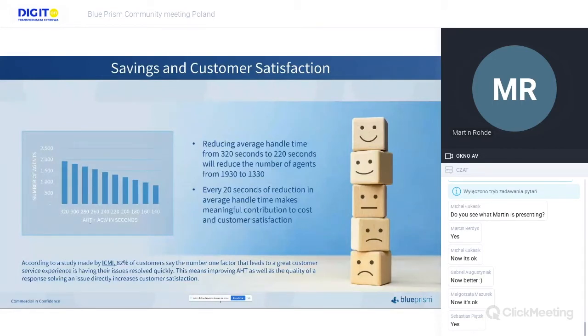And in this case, they reduced the time from 320 seconds to 220 seconds. So this is a number for a special focus. But this means in this case, they can reduce the agents from almost 2,000 to almost 1,400. And now it's not the focus to reduce the number of the people, but it's more about acting in a better way. And this is what the customer is looking for, and they can save millions to find a better way for this.